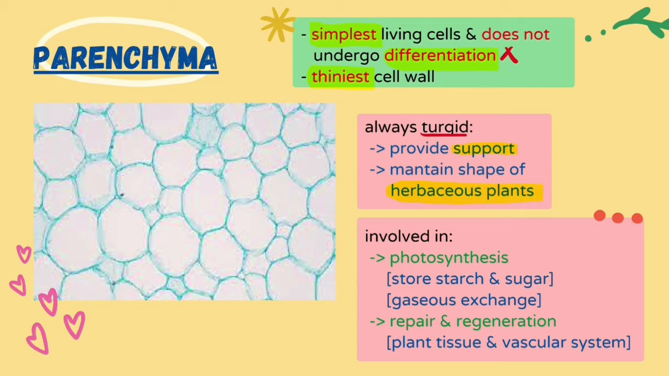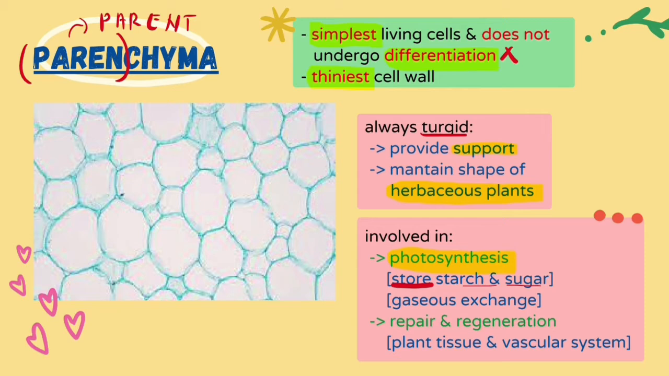Parenchyma cells are involved in a few processes. First of all, we have photosynthesis. In photosynthesis, the parenchyma tissues are involved in the storage of starch and sugar as well as gaseous exchange. An easy way to remember this is parenchyma. Paren sounds like the word parent. And what do parents do? Parents provide food for us. Therefore, parenchyma tissues store starch and sugar for the plant.